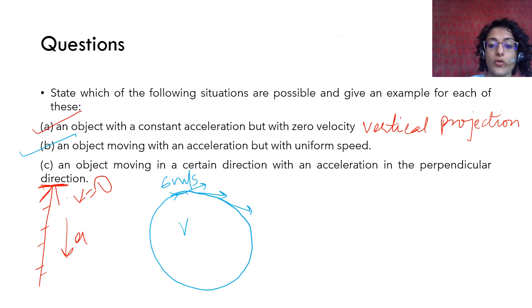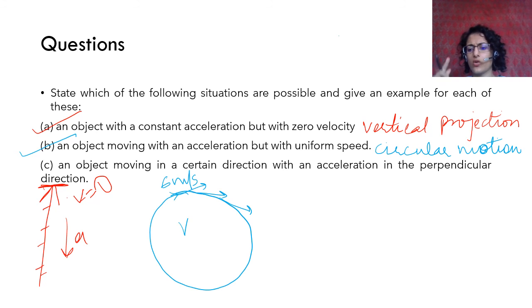So this is also possible in circular motion. You can give an example of throwing something, or an orbit or something of that sort, right? So it is constant acceleration.